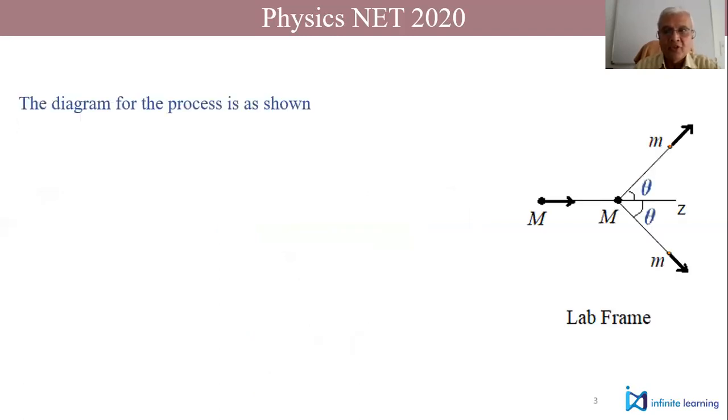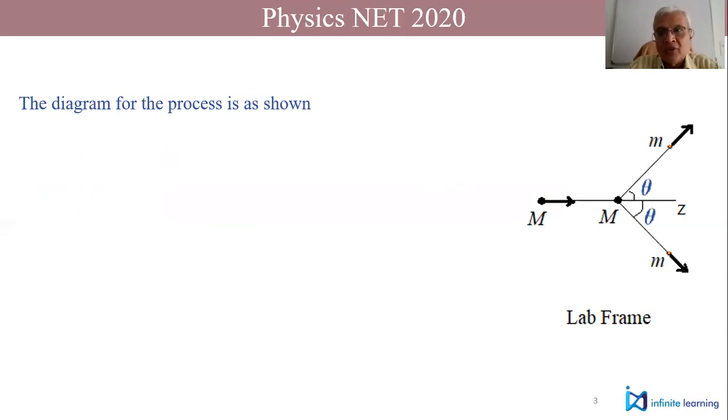So the diagram for the process is this: the mass capital M is moving along the z direction. At one point, it decays into two small masses. Now you see the initial momentum is in the z direction, so the total final momentum has to be in the z direction, and therefore each mass has to have the same value of momentum in a direction perpendicular to z, but equal and opposite to each other. And so that's the diagram.